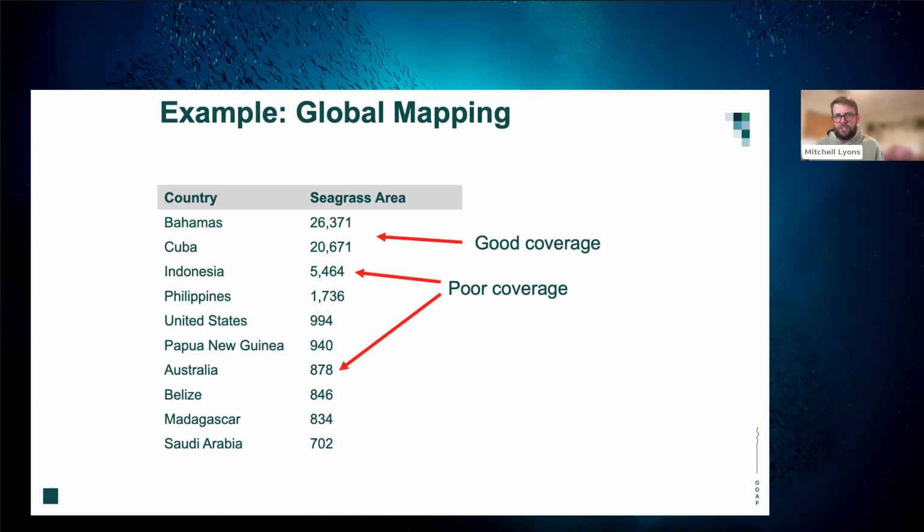One of the challenges, of course, with global products is some ecosystems are characterized well and some are not. And even within ecosystems, like seagrass is a good example here. From the Allen Coral Atlas example, in the Bahamas and Cuba, where they're really tightly associated with the shallow coral reef environments, the amount of seagrass area is really well characterized. But for example, in Indonesia and Australia, where there's a lot of complex seagrass environments that are very disjointed from coral reef ecosystems, often we have really poor coverage of the seagrass area itself.